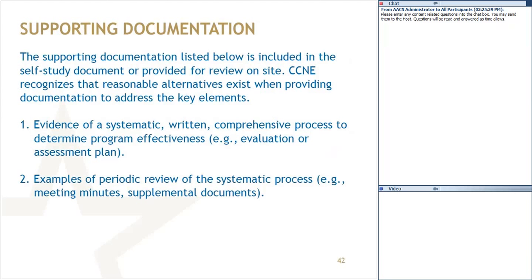So supporting documentation, this is some information you could have in your resource room or as part of your self-study. Evidence of a systematic written comprehensive process, either evaluation plan, assessment plan. It needs to be written, so we need to see what that plan is. We also need examples. Explain to us, show to us, show evidence that this process is reviewed on some sort of ongoing basis. Minutes from meetings or supplemental documents that represent that.